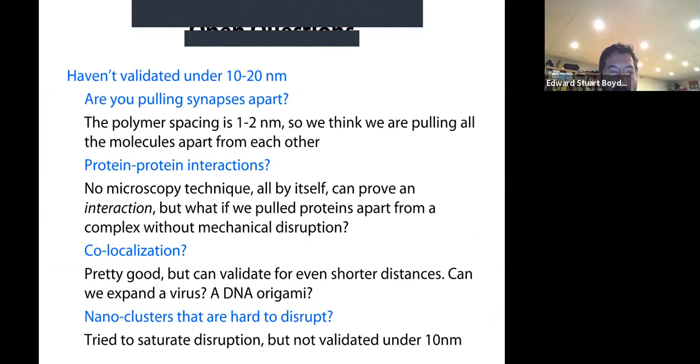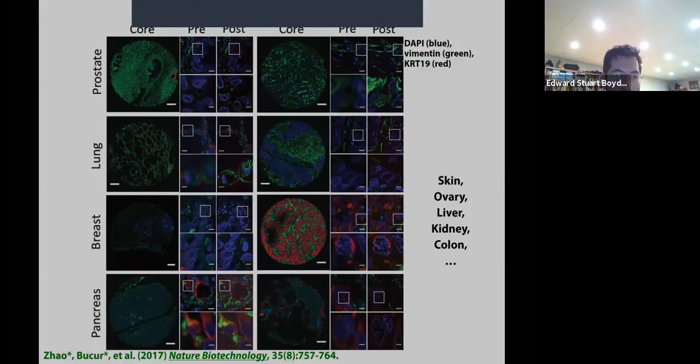So we can expand things and compare those expanded images to earlier super-resolution methods. But how do you validate tiny structures that are smaller than what we could see using earlier methods? We have to invent new methods of validation. Nevertheless, there are many applications of this technique.